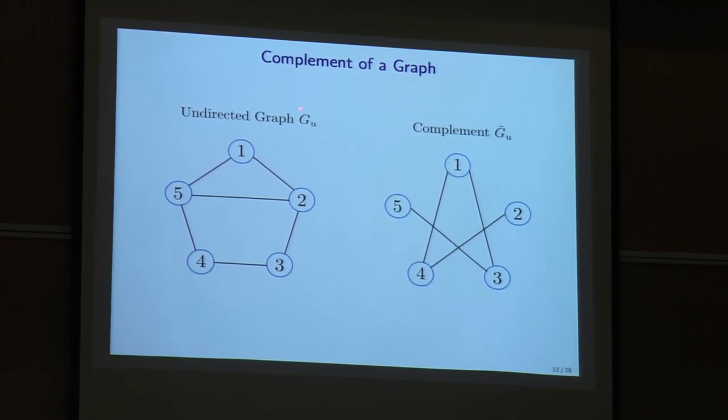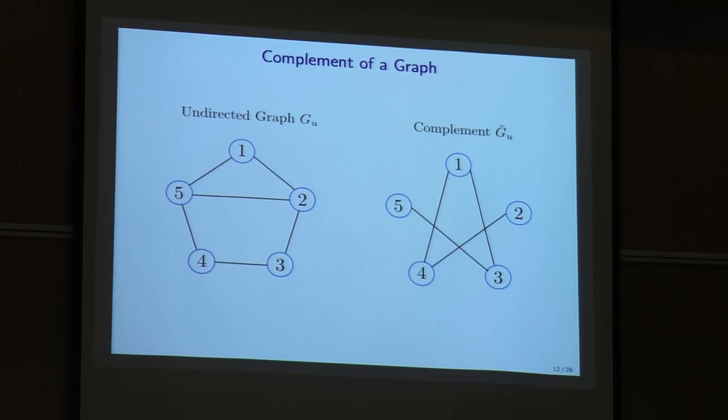We will denote it by G suffix U. U will mean that it's undirected. Then its complement, G_U bar, is shown here. So basically whatever edge is not present here, you put it there. The edge 5-3 is not present, so you put it here. Edge 5-4 is present here, so you don't put it there. So the complement of a graph is a graph itself.